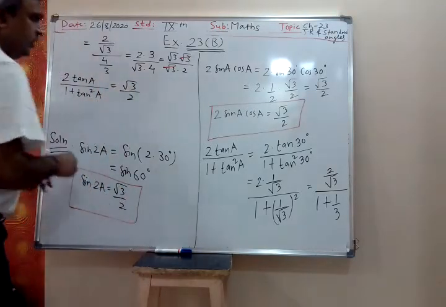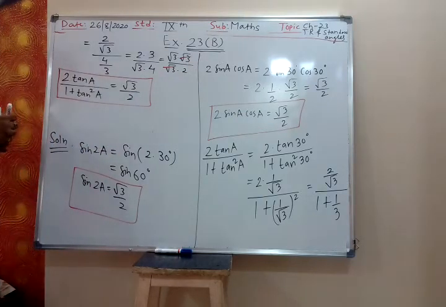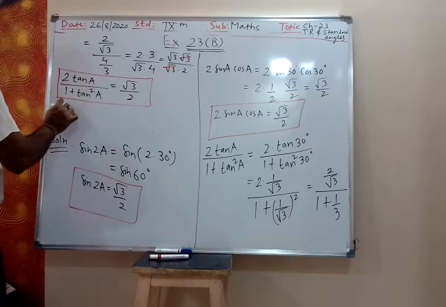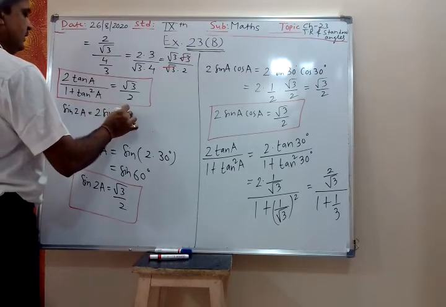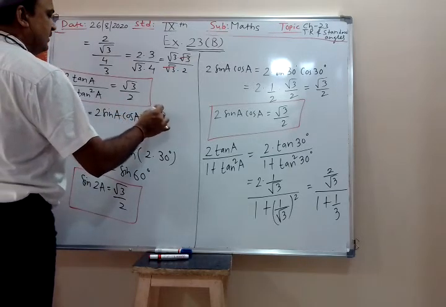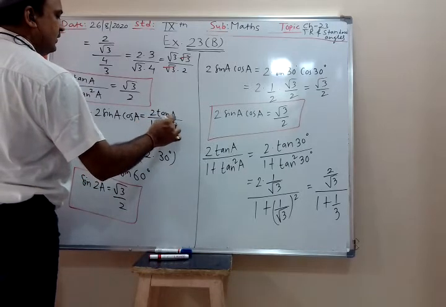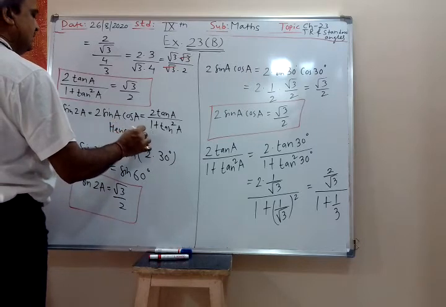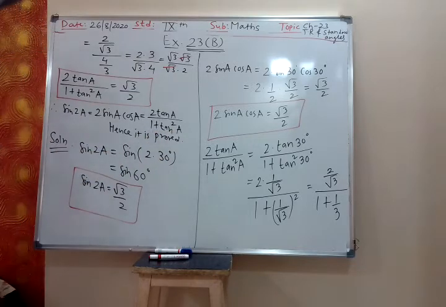So now all the three terms have the same value, root 3 by 2, root 3 by 2, root 3 by 2. Hence, therefore we write, therefore sin 2A is equal to 2 sin A cos A is equal to 2 tan A upon 1 plus tan square A. Hence it is proved, because all three are having the same value. All the three terms have the same value, so therefore they are equal.